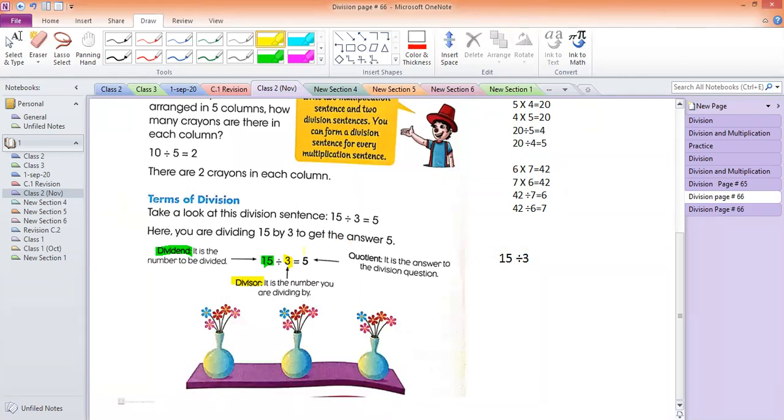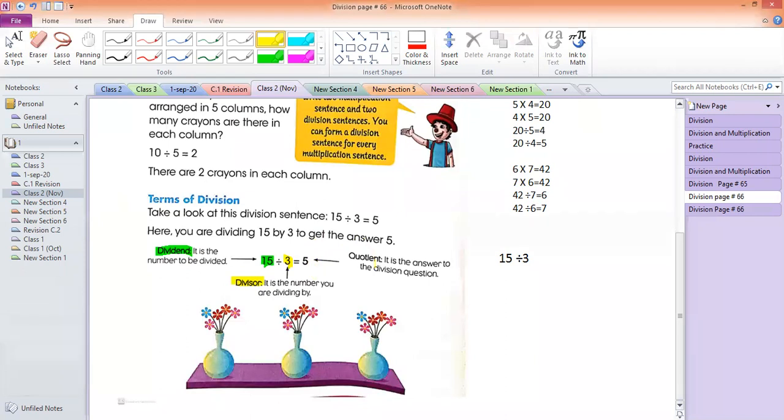How many chocolates should I give to 3 boys if I have a total of 15? If I have 15 chocolates and I want to share them equally into 3 groups, then for each group there must be 5 chocolates. So this 5 is known as the quotient, and it is your answer.